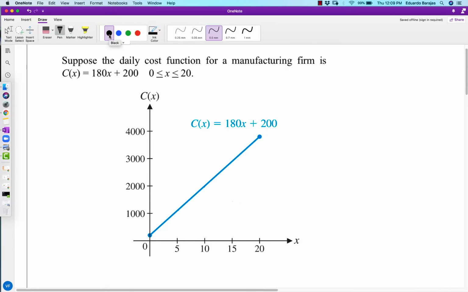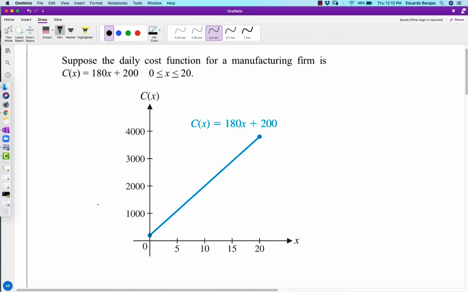To see the connection between the two integrals, let's consider this example. Suppose that the daily cost for a manufacturing firm is described by this equation, C of x equals 180x plus 200, where x is a value between 0 and 20. So there is a fixed cost of 200, and then there is an additional cost per unit of 180.